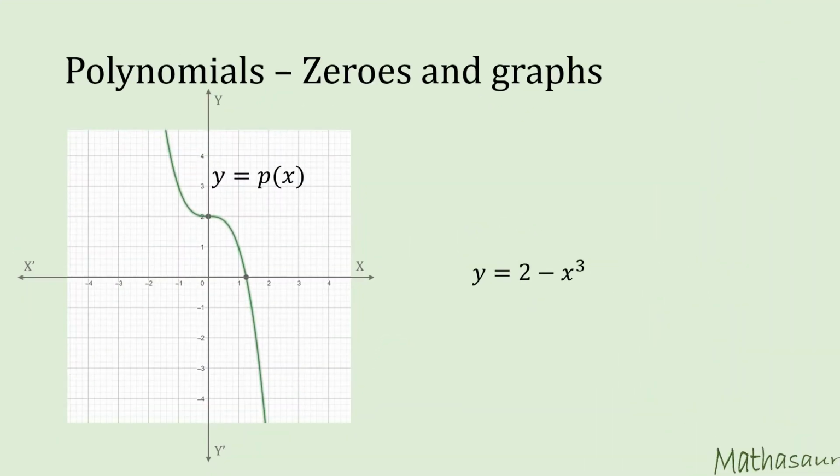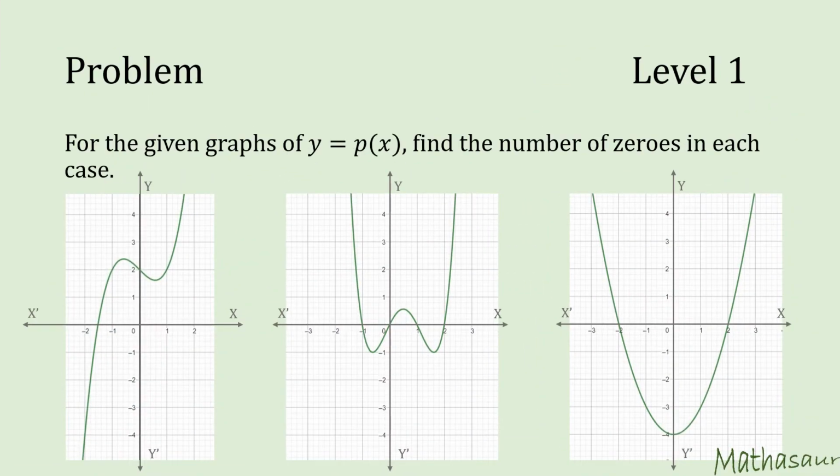Now let us look at this graph. We see that it is intersecting the x-axis at just 1 point, whereas the degree of the polynomial is 3. So this means that degree tells us the maximum number of zeros a polynomial is going to have. So this polynomial has 1 zero, but its degree tells us that it could have at most 3 zeros, not more than 3.